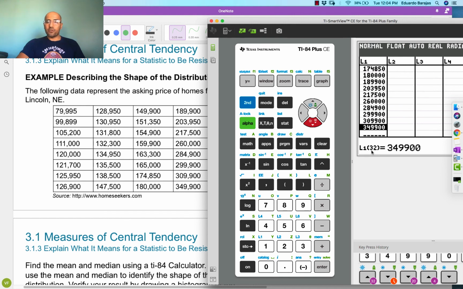It should have 32 entries. So if you notice the notation here, list 1, L sub 1, and then a little parentheses 32, so this is the 32nd entry. You can come back over here and double check that you've typed them all in. There should be 1, 2, 3, 4, 5, 6, 7, 8... There's 32 numbers in here, 32 numbers in there. They match. We're all good.